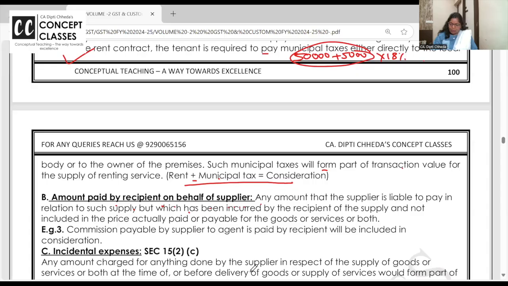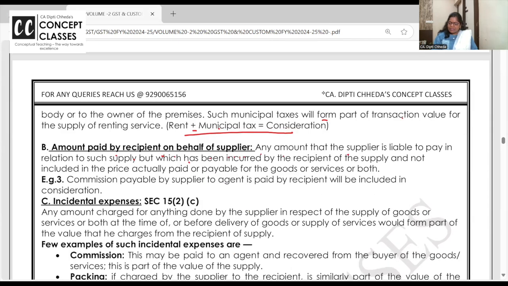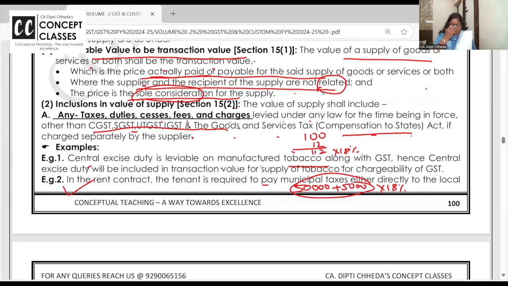What are to be added? All the taxes. Second, what is to be added? Any amount paid to the third party. Any amount that the supplier is liable to pay in relation to the supply, but which has been incurred by the recipient and not included in the price, you have to add it. Commission payable by the supplier to the agent and all. So add all this. Inclusion.